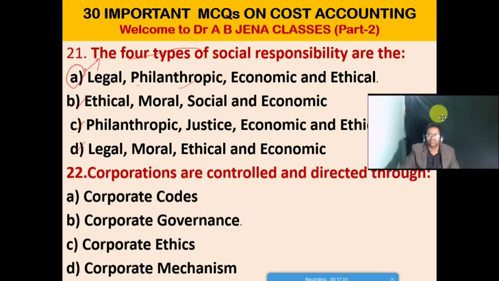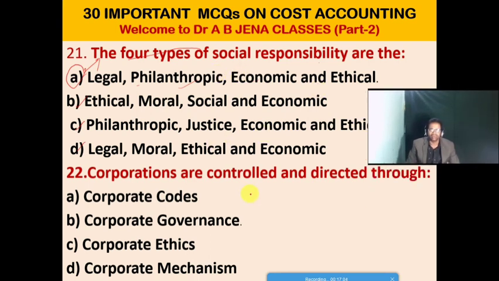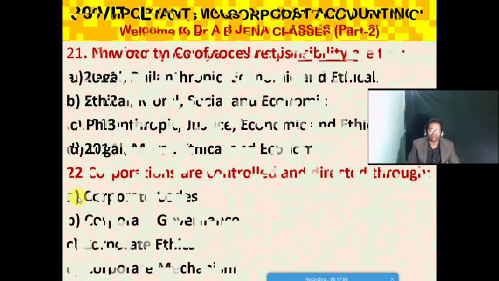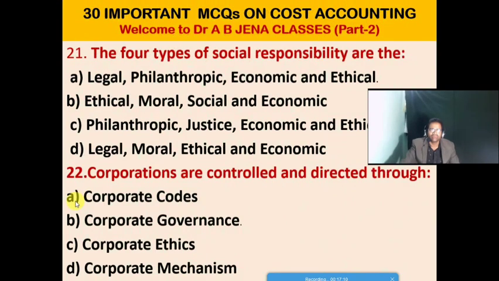So next MCQ, the corporations are controlled and directed through which one? A. Corporate codes. B. Corporate governance. C. Corporate ethics. D. Corporate mechanism. Friends, so B is the right option for this MCQ. Corporations are controlled and directed through corporate governance. I mean, B is the right option for this MCQ.